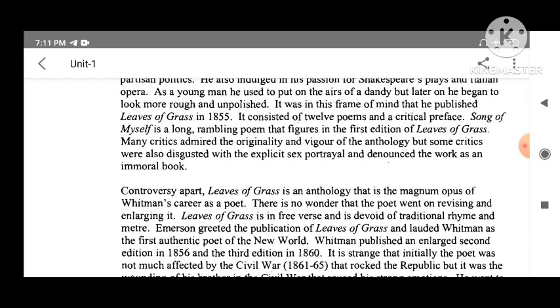Many critics admired the originality and vigor of the anthology, but some critics were also disgusted with the explicit sex portrayal and denounced the work as an immoral book.